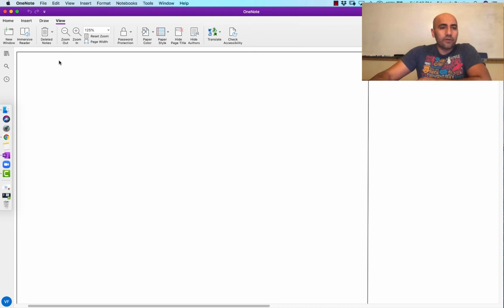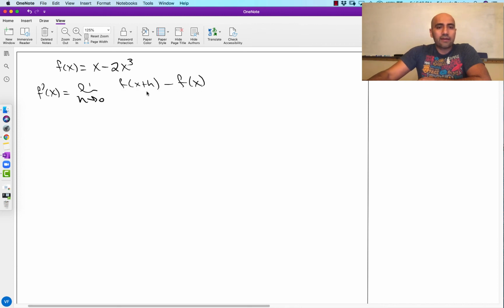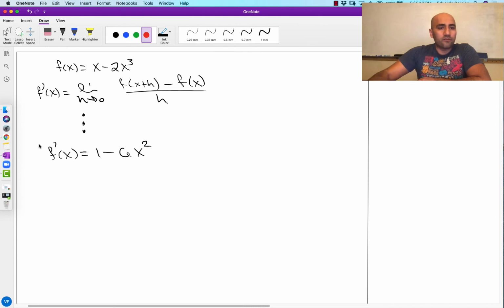earlier we worked with this one. We had f of x equals x minus 2x cubed. Okay, and we took the derivative. And the derivative, we did it the long way. So we said f prime of x equals the limit as h approaches 0 of f of x plus h minus f of x all over h. And then we did a lot of awesome work, and we figured out that f prime of x was equal to 1 minus 6x squared, right? So that's the answer we got from before, after a whole bunch of work.